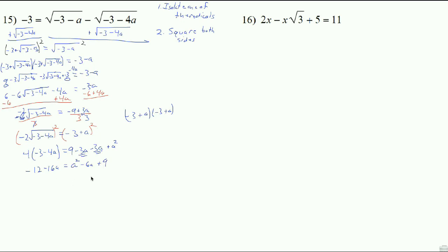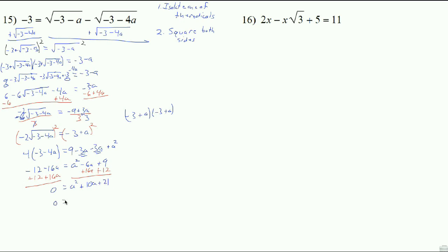And we have a quadratic. So when we solve a quadratic, we want to get all terms to one side, or set it equal to 0 is another way to say it. So we will add 12 to both sides. Its like term is 9, so we'll put it right with that. We'll add 16a to both sides. That leaves us with 0 on the left. A squared plus 10a plus 21.